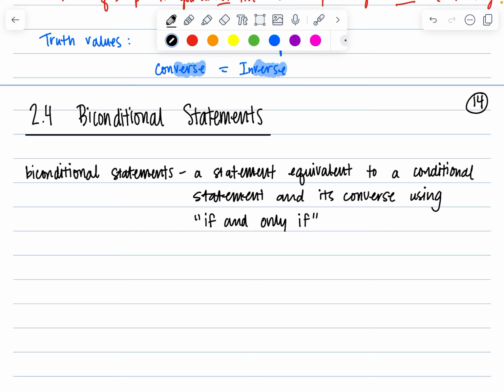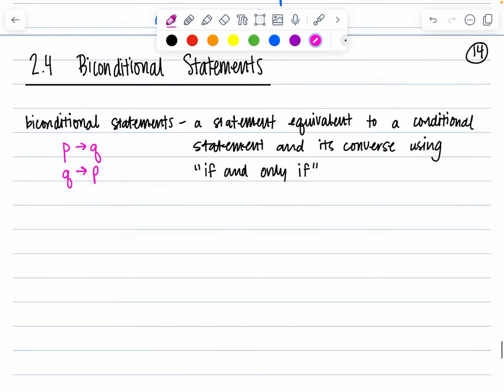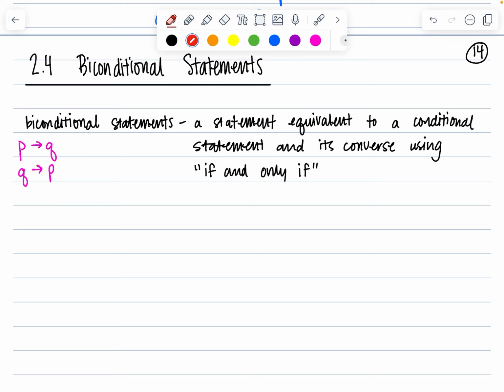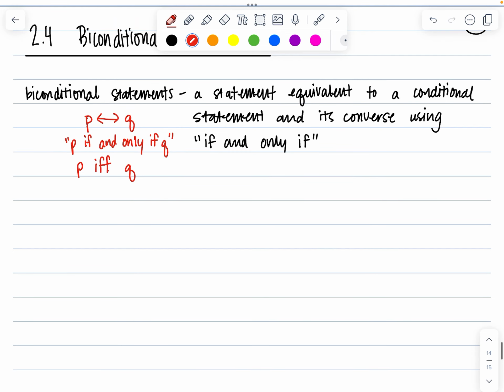And a biconditional statement has its own symbol. If you recall, a conditional statement, and I'm going to do this in pink, don't copy this down, is P with an arrow towards Q. The converse is Q, with an arrow towards P. And then a biconditional statement, this is the one I do want you to write down, uses a double arrow, kind of like a line: P, double arrow, Q. What this means is P if and only if Q, or you might see it as P iff Q. So those are the notations for if and only if in biconditional statements.